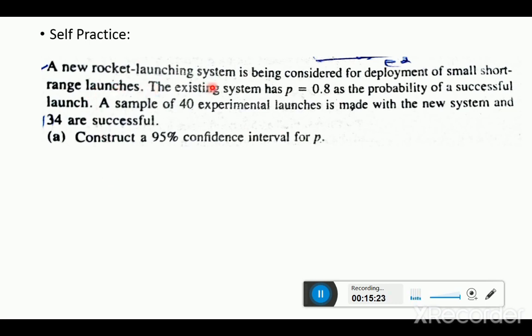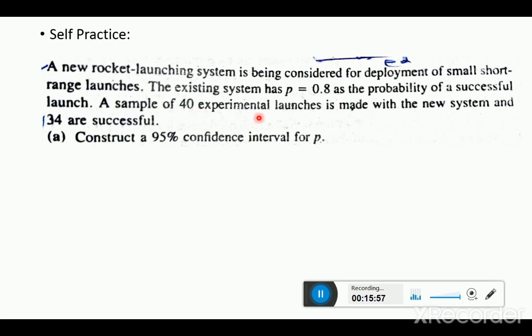The question says a new rocket launching system is being considered for deployment of small short range launches. The existing system has a probability of 0.8 of successful launches. So p is 0.8, meaning 80%, and q is 0.2, meaning 20%. So p is given, q is already given.